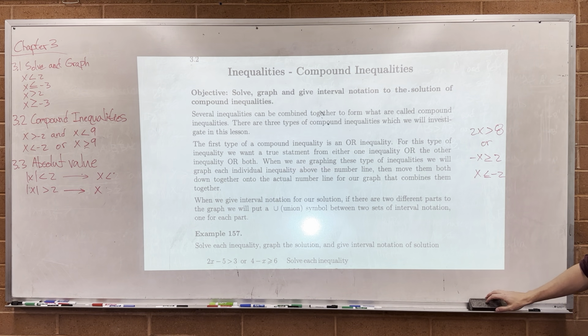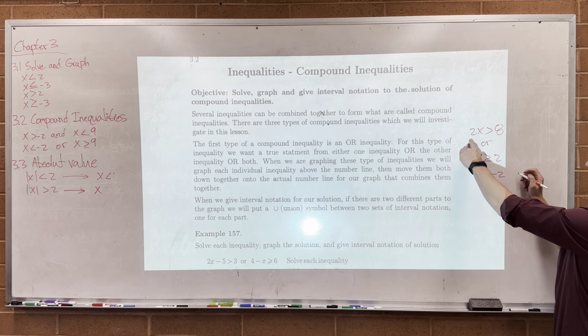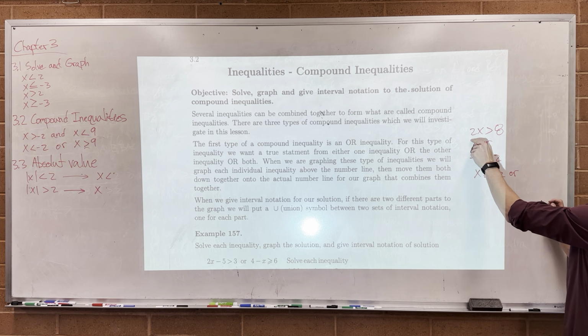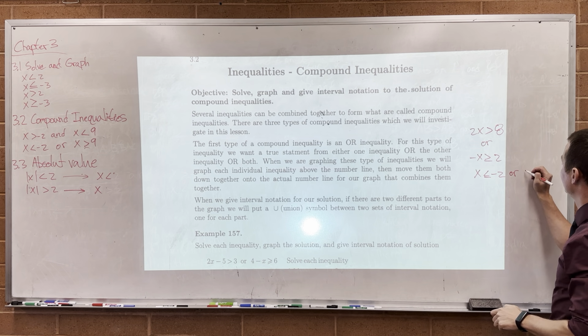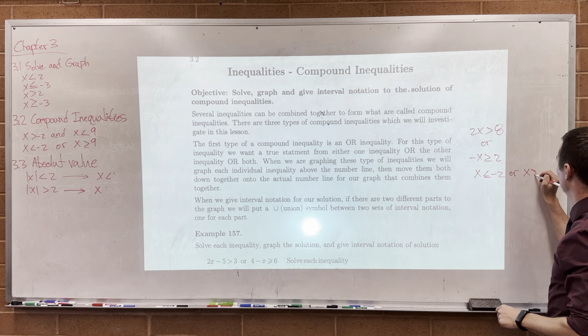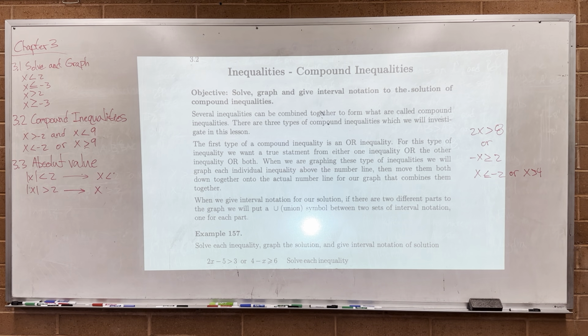So now we have these two things. Let's work with the first one again. So we have or, 2x is greater than 8. What are we going to do? I'm going to divide both sides by 2, and we get x is greater than 4. Right? Yes. And now I plot these things.